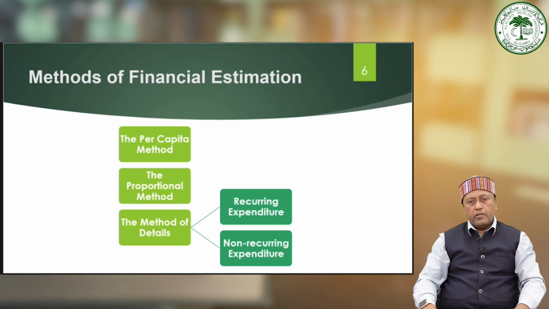There is a third method, called the method of details. The method of details involves accounting for all items of expenditure when preparing the financial estimate for the library. This includes salaries, wages, reading material, binding, repairing, heating, cooling, lighting, rents, interest, postal services, telegraph, telephone, stationery, and other miscellaneous items. So Dr. S.R. Ranganathan suggested that there can be two categories.